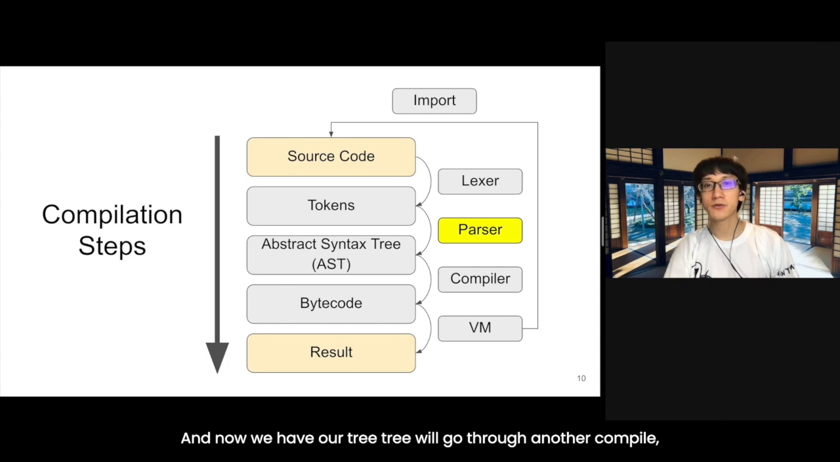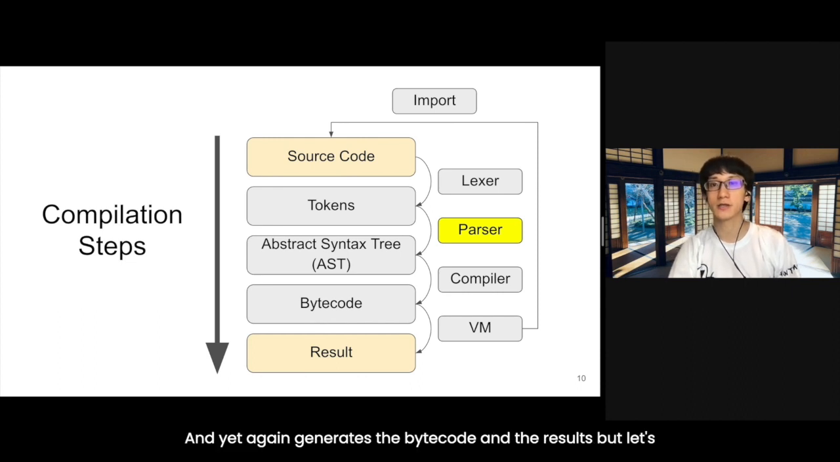Now we have a tree. The tree will go through another compiler process and output bytecode. Bytecode can later be executed by the VM, the virtual machine, and generate the result. That's what you can see on the screen. If the virtual machine detects some other imported module, it will go through the same process and again generate the bytecode and the result.